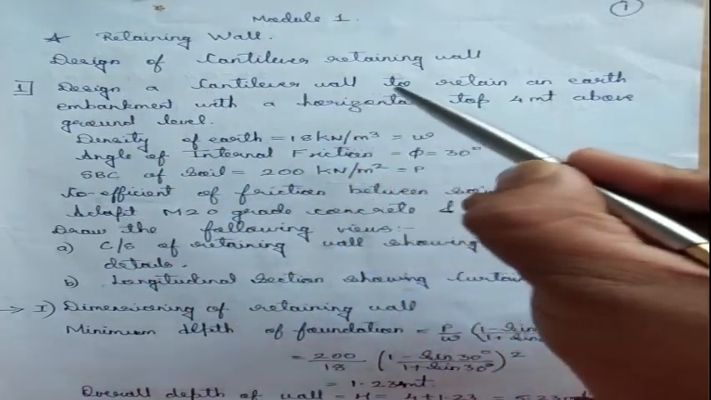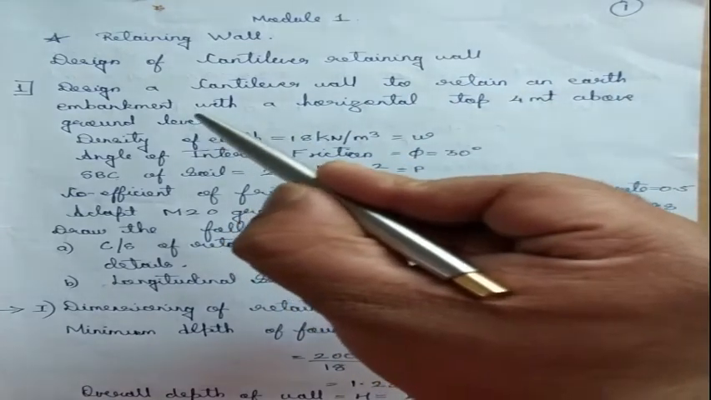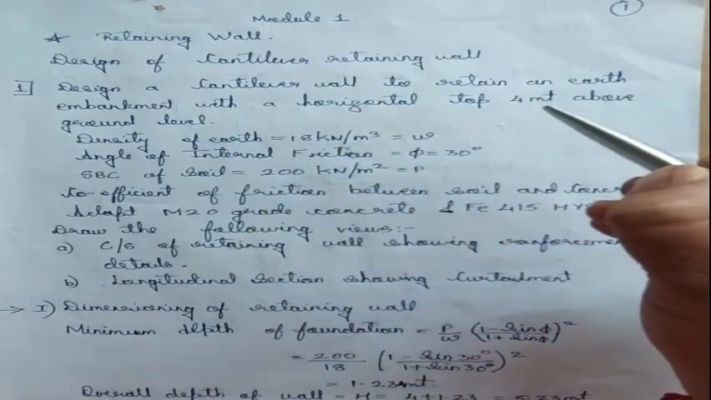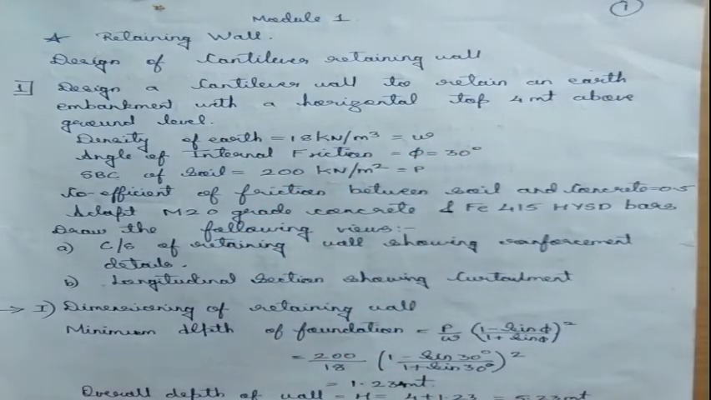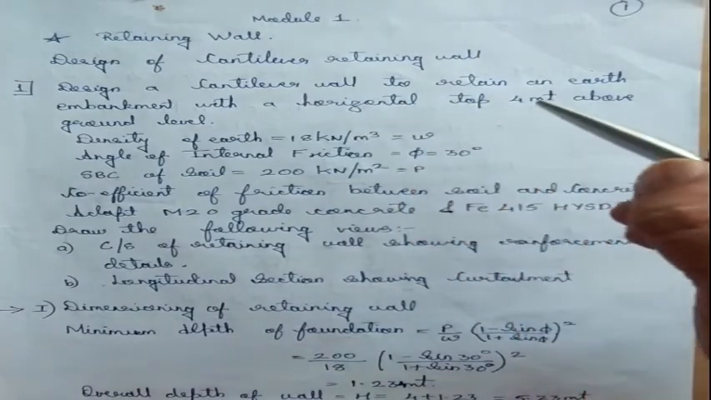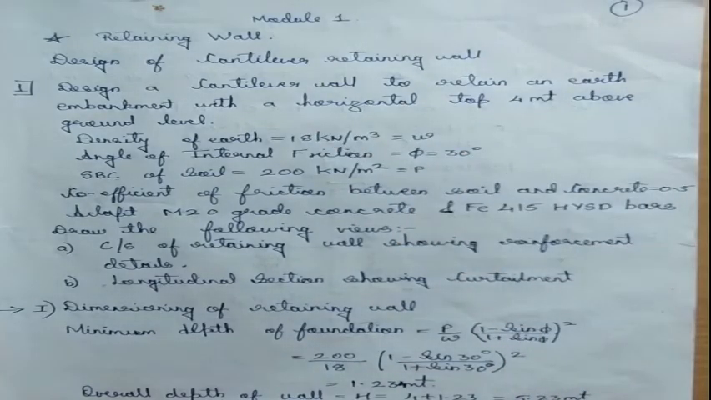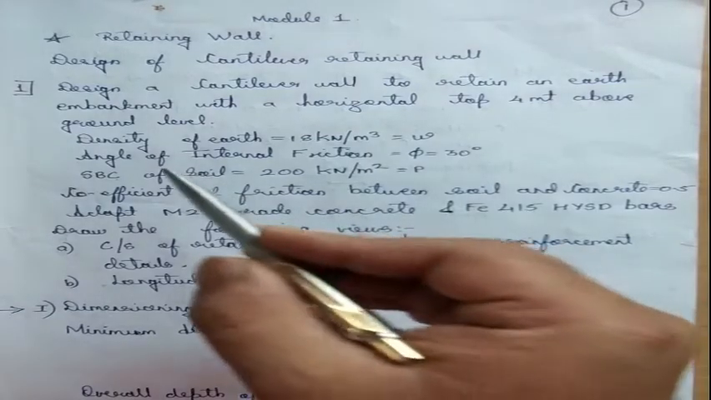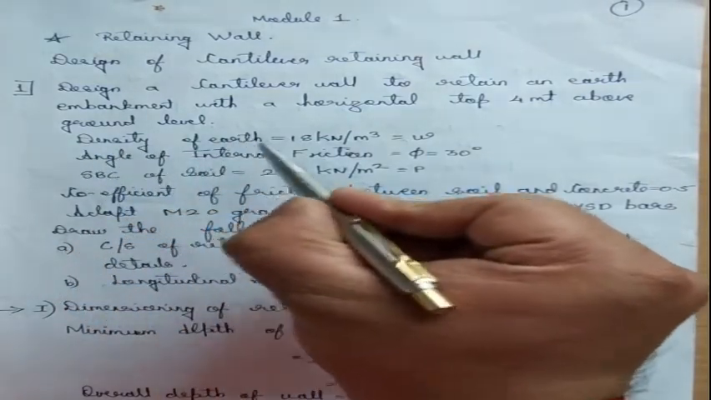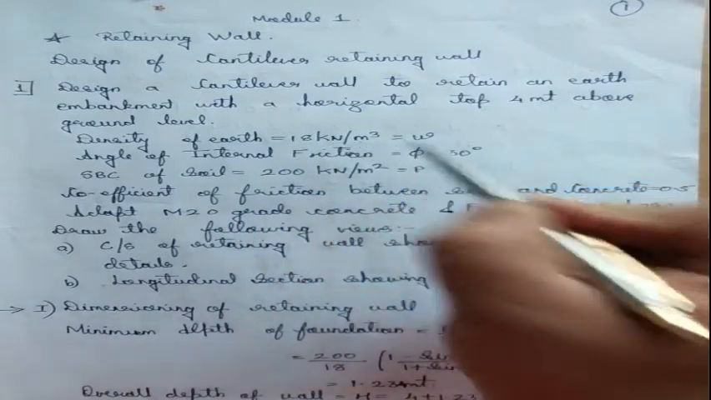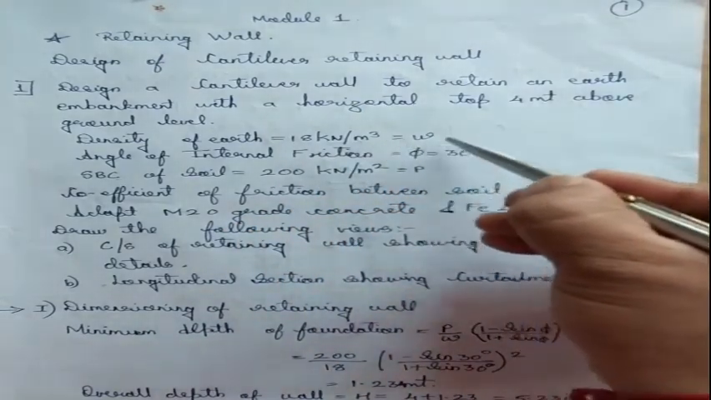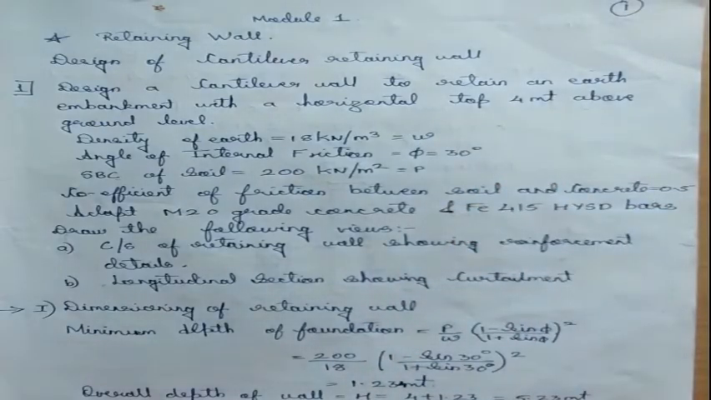Design a cantilever wall to retain an earth embankment with a horizontal top 4 meter above the ground level. They are saying that we need to design a cantilever wall which is used for the retainment of the embankment, that means the soil present, with a horizontal top 4 meter above the ground level. That means the retaining wall should have a 4 meter height above the ground level of the existing ground. Then they have given the density of earth, that is nothing but density of soil, which is 18 kilonewton per meter cube. I have designated it with the notation W.